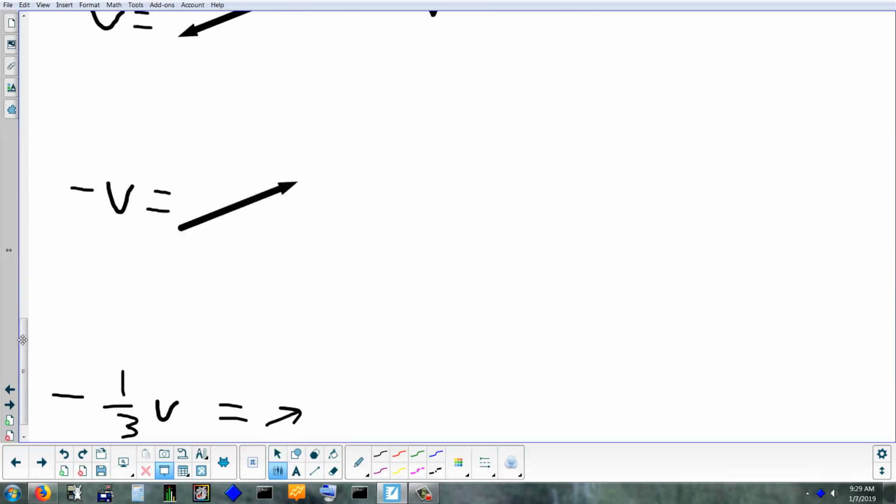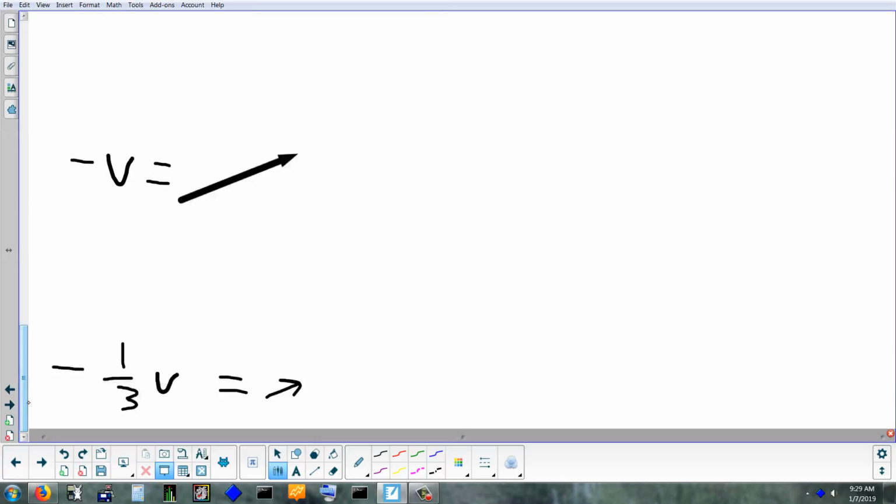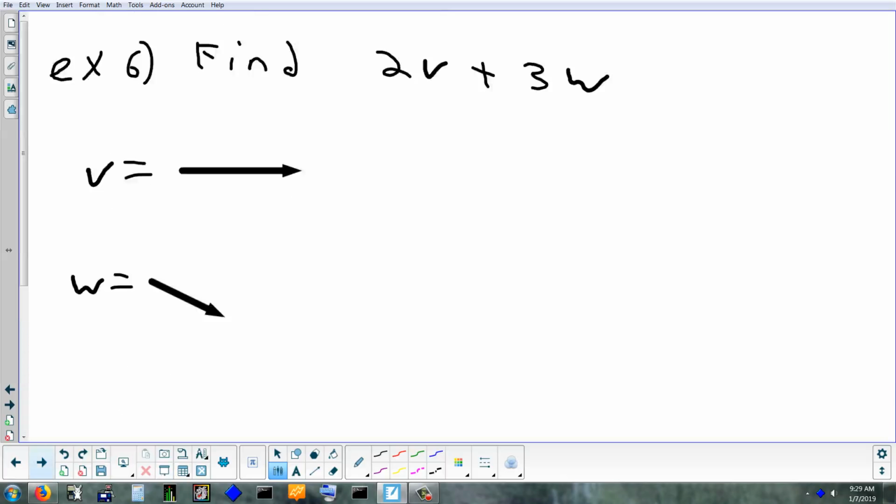But that's the idea. Okay. Any questions on that one? So again, not too bad. Okay, so this is just kind of combining both things that we learned. Now we want to do addition, and we want to do a scalar product in the same problem.